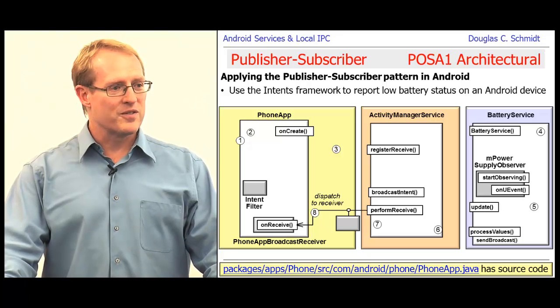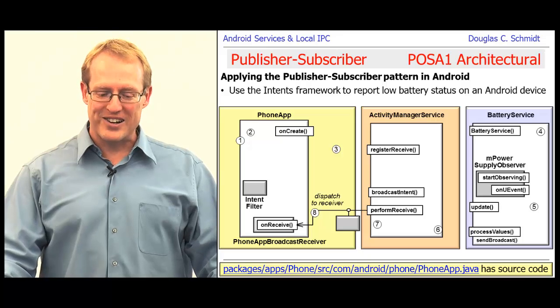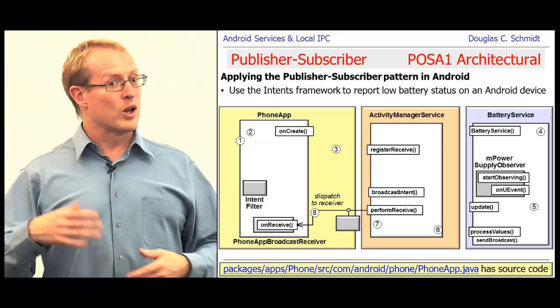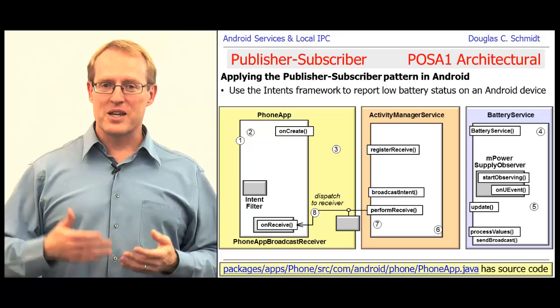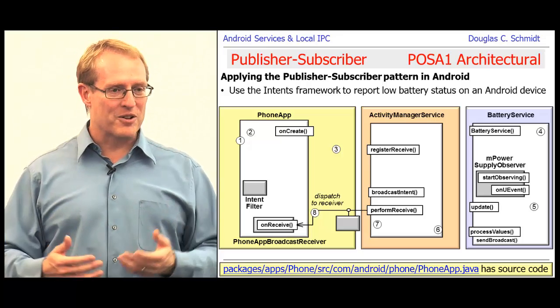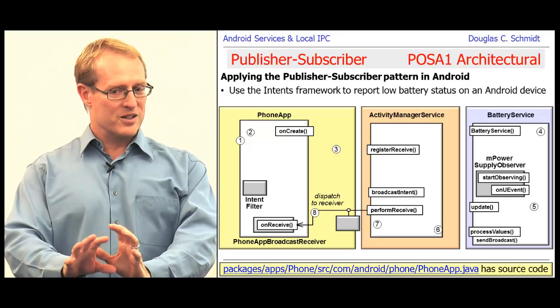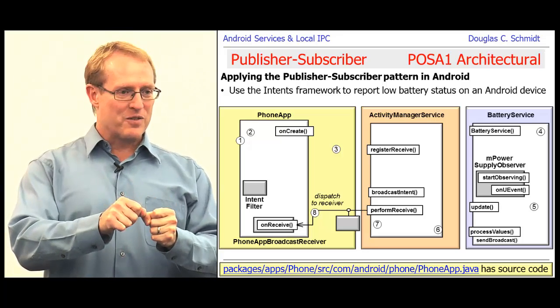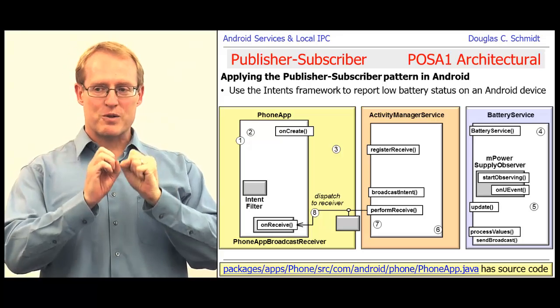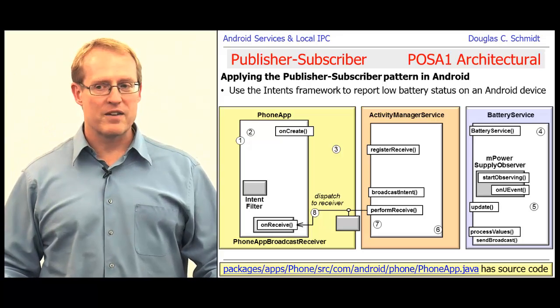So that's an example of the illustration of the publisher-subscriber pattern in the context of Android. And, lo and behold, it also uses the observer pattern at a lower level in order to wait to be notified when the battery voltage lowness is detected. That notifies the battery service. The battery service turns around and does a broadcast to send the event out.